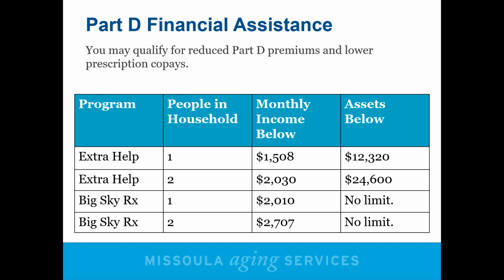This is another really important thing. There's financial help available for your drug coverage. So definitely do not forego coverage if you are eligible for financial help. And these are the limits. Extra Help with Medicare is easy to apply for. It covers premiums, deductibles, and copays. There's also Big Sky RX, that's Montana's state pharmaceutical assistance program. That has an even higher limit and no asset limit. So if you're living off that nest egg, but you have kind of low cash flow, that can be a really good benefit for you.